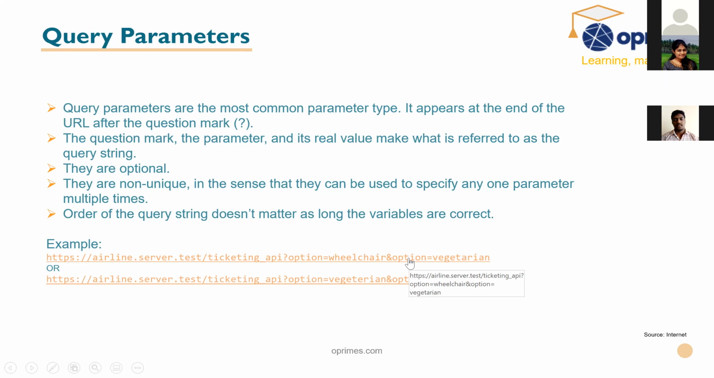But one constraint here is you should always use the query parameter at the end of the URL. You cannot use it in the middle. Say before you are going for ticketing API, you have to travel to some place and it is dynamic, then you cannot use it in the middle before reaching the resources. So it can be used only at the end. This is the query parameter.